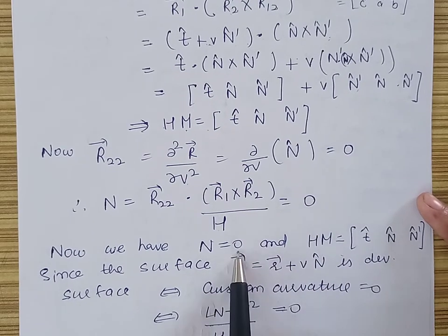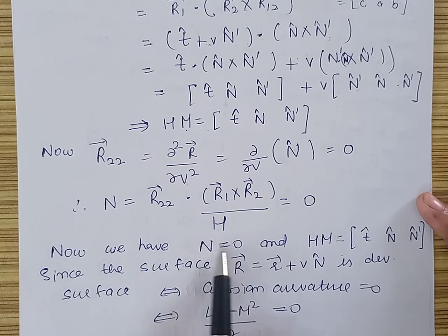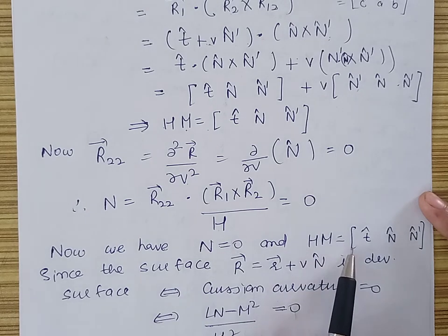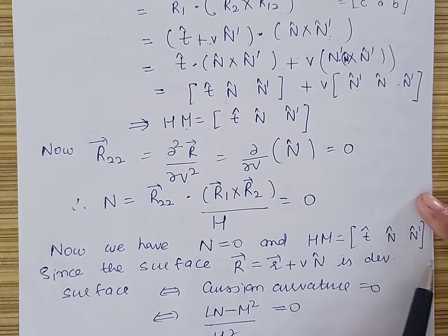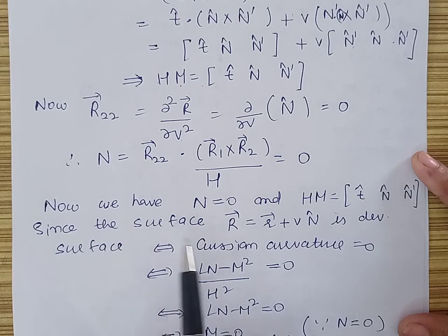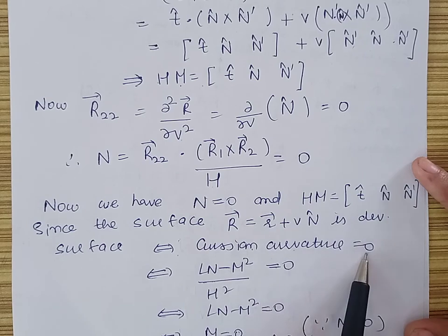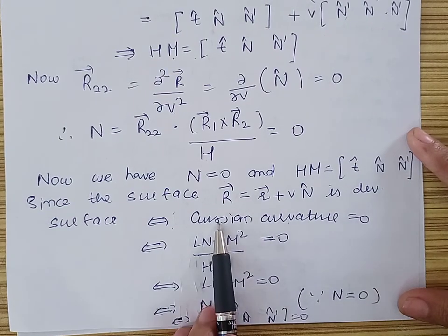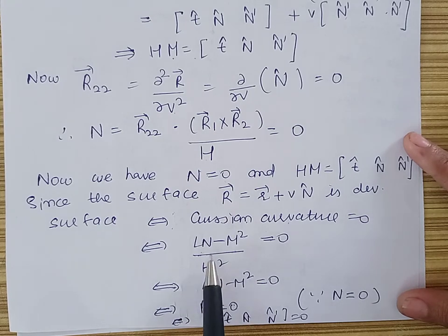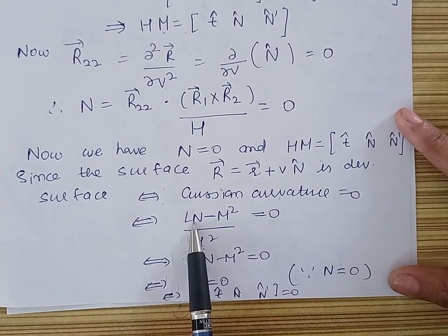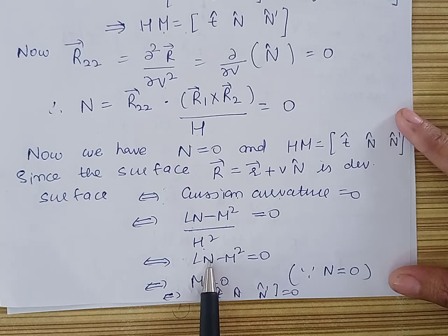Thus we have obtained two results. One of them, n is equal to 0, and second, h into m is equal to the scalar triple product of t, n and n dash. Now as we already discussed, a surface is developable if and only if its Gaussian curvature is 0. And by definition, Gaussian curvature is given by ln minus m square divided by h square. Now this is 0 if and only if ln minus m square is 0. Now n is already 0, so this will further be reduced to if and only if m is 0.